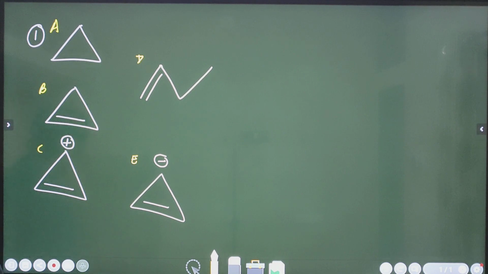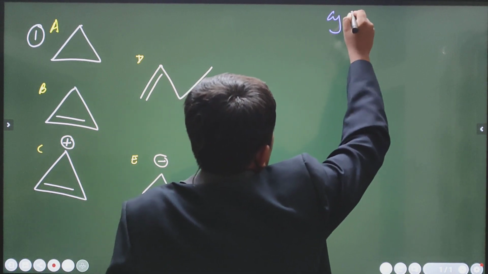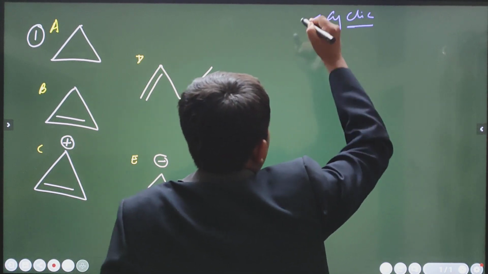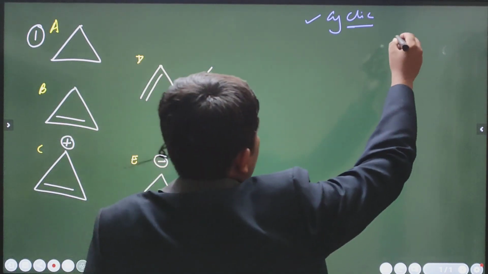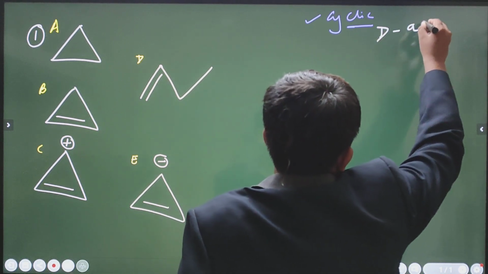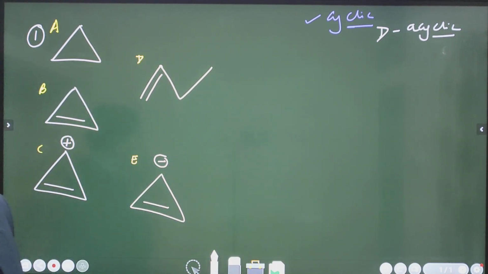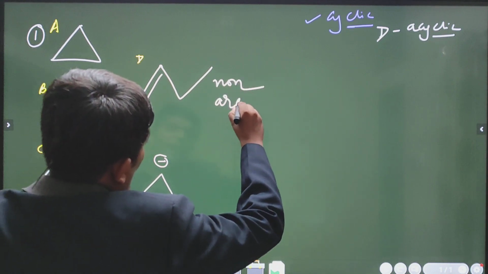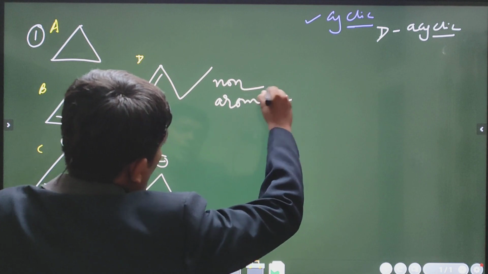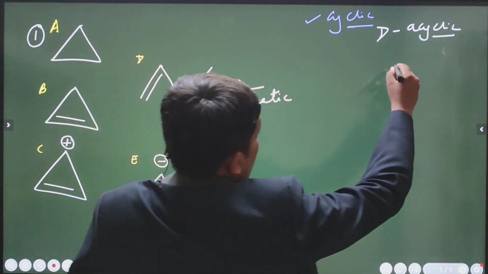First and the foremost thing that we should know is, are all the structures cyclic? We will very precisely give the answer to this, that structure number D is acyclic. So if the structure number D itself is acyclic, no need to think anything on it, it will directly become non-aromatic. Now you are left with 4 different structures, and the second theory comes into existence.